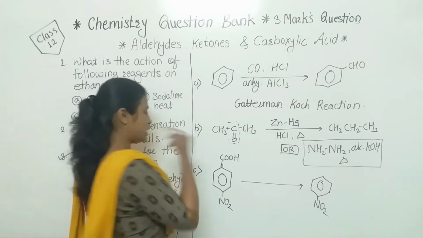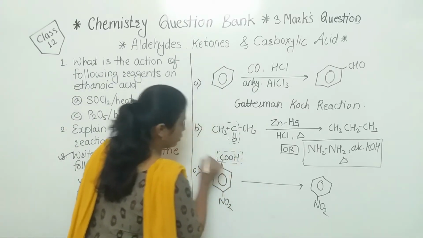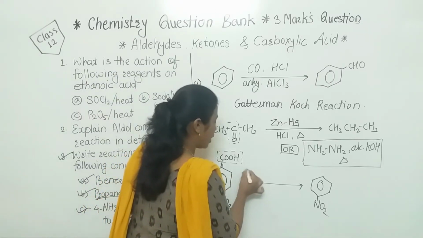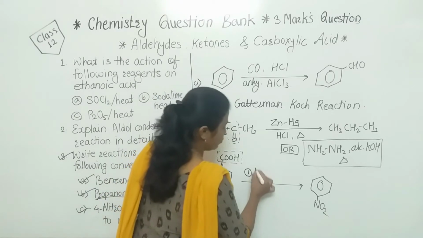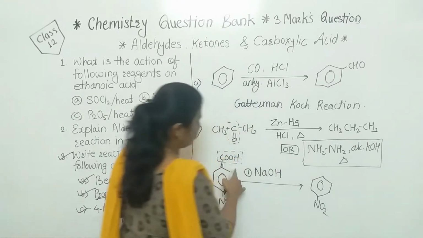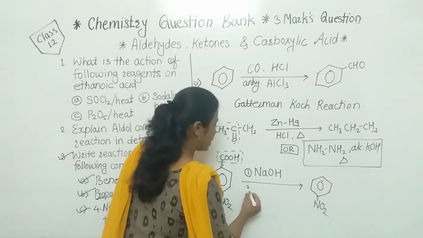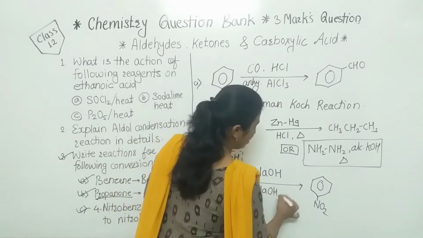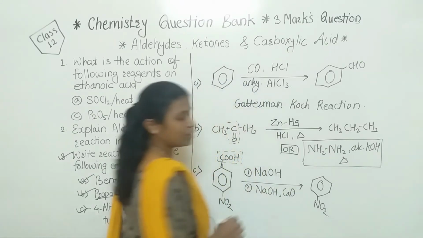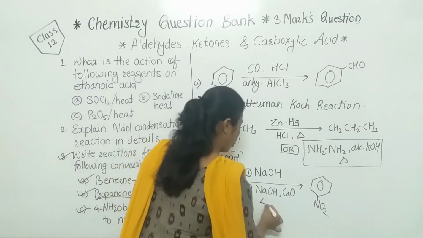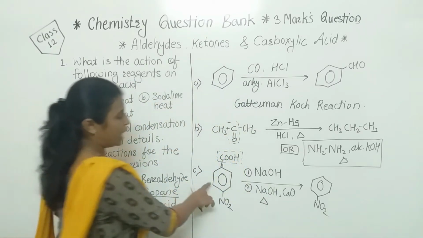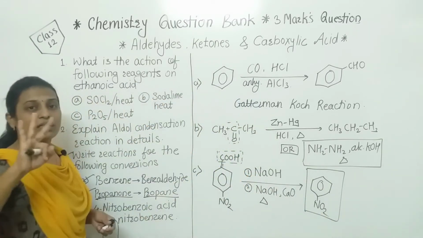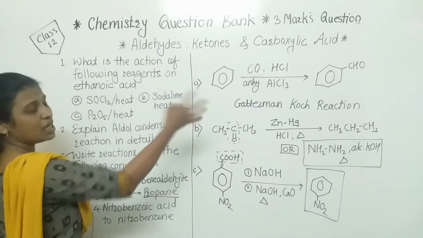Now what is the difference here? That COOH group is not there. Now how to remove it? There is a decarboxylation, and for that purpose firstly we have to treat that 4-nitrobenzoic acid with NaOH, so it will get converted into its salt, and in a second step we have to treat it with NaOH and calcium oxide, that is nothing but soda lime, and after that on heating there will be the removal of CO2 and it will get converted into nitrobenzene. So here we have completed the 3 marks question which is the conversion.